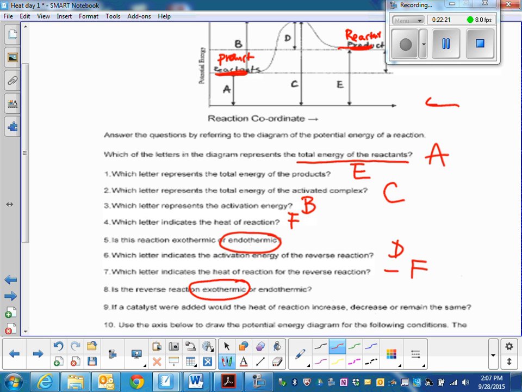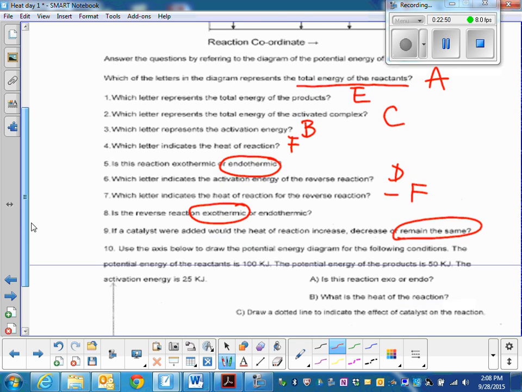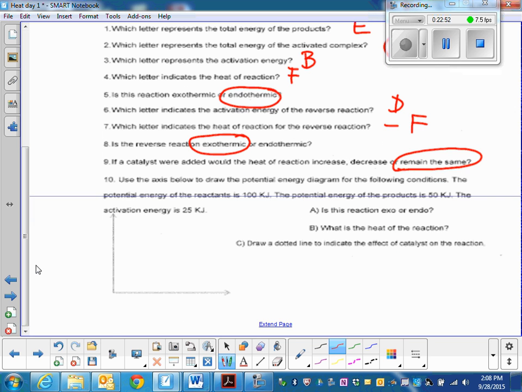Ravan, if a catalyst were added, would the heat of reaction increase, decrease, or remain the same? Heat of reaction. Very good. It's going to remain the same. Use the axis below to draw the potential energy diagram for the following conditions. All right. I'm just going to draw it for you.